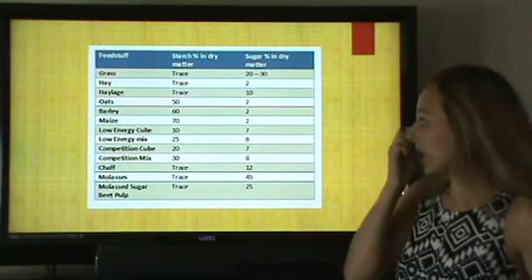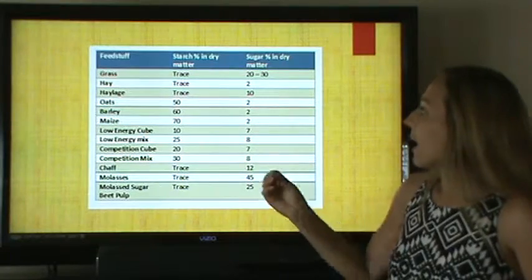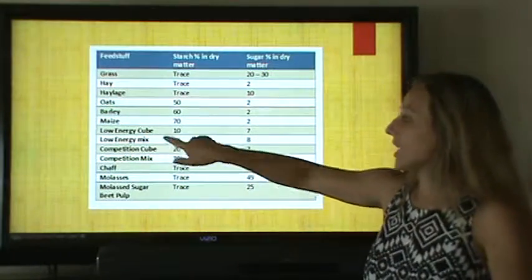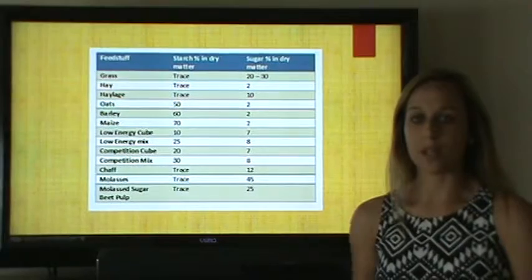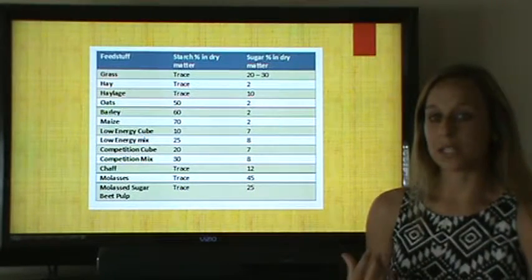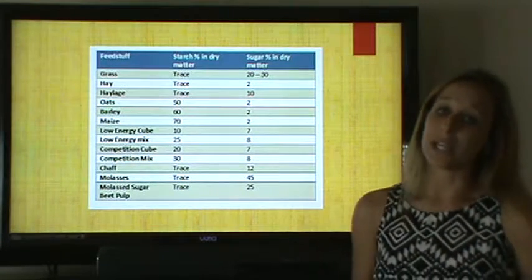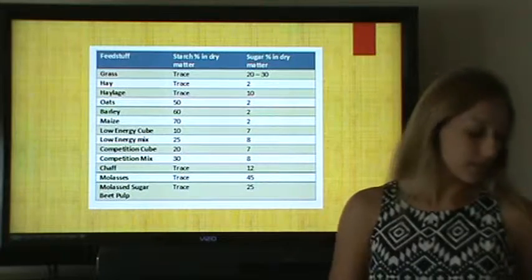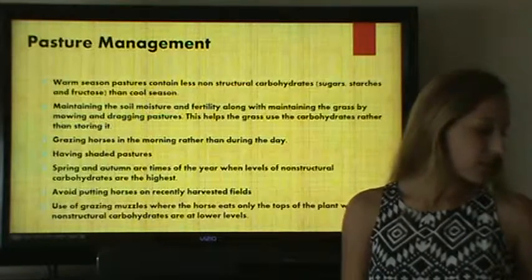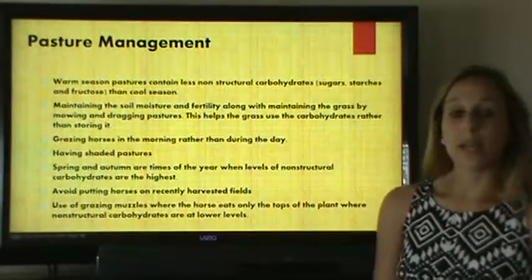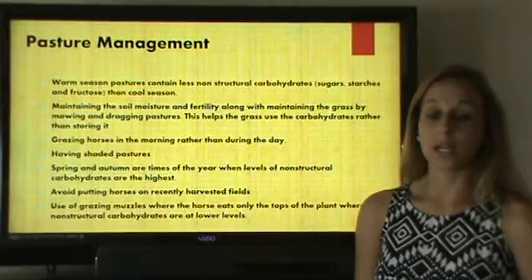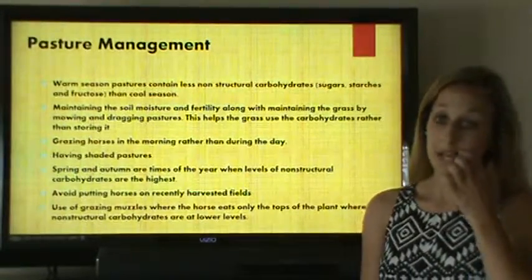And so some ways that help with these is to process these feeds to make them more easily digested by the horse. So pasture management is another way that we can prevent laminitis.